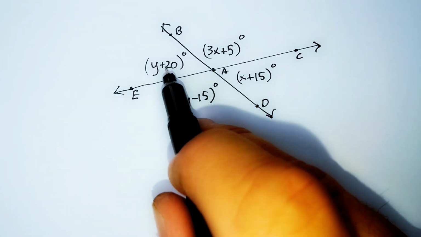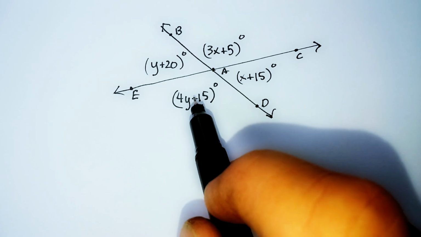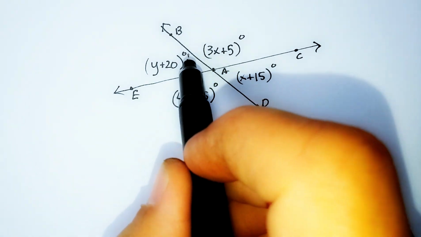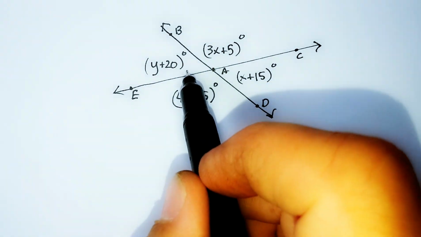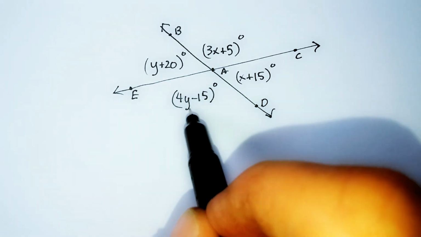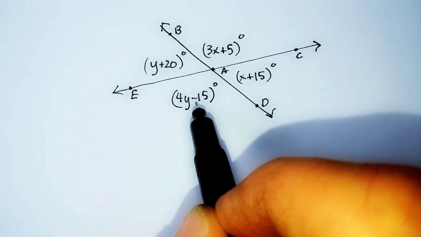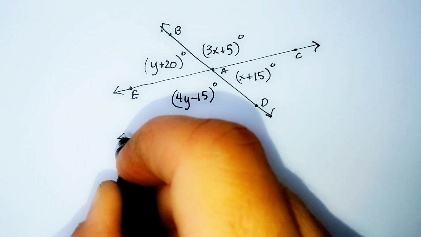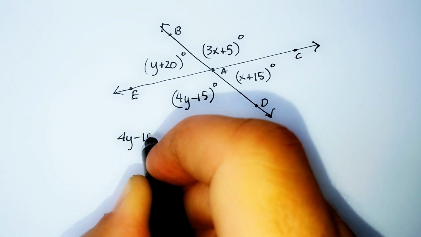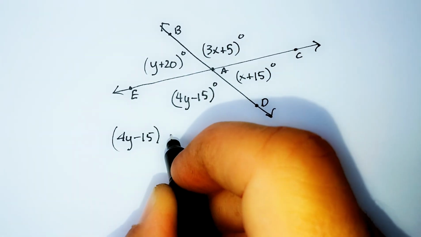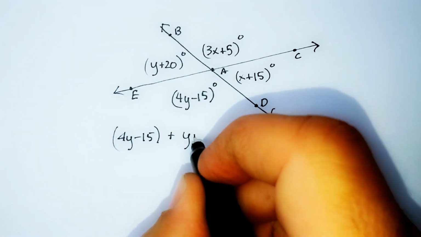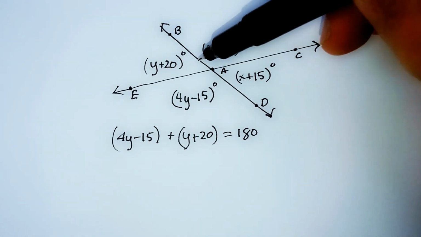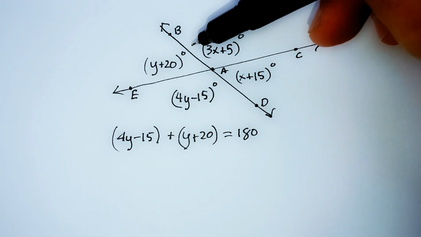And here it is. Remember, these are called adjacent angles because they share a common side and a common ray. The other thing I know about them is that it forms a straight angle, and I know that this plus this would be equal to, remember they're supplementary, so 180 degrees. So this is what I'm going to do. 4y minus 15, which is this one, plus y plus 20 is equal to 180. Because again, it forms a straight line, so it's a supplementary angle.